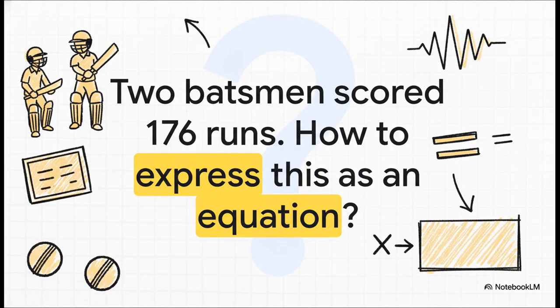Okay, think about this super simple scenario. In a cricket match, two batsmen scored 176 runs together. The thing is, we don't know what each one scored individually. That means we have two unknowns. So let's call the first score x and the second score y. How do we write that as a math problem? It's easy. X plus y equals 176, and boom, just like that, you've created a linear equation in two variables.